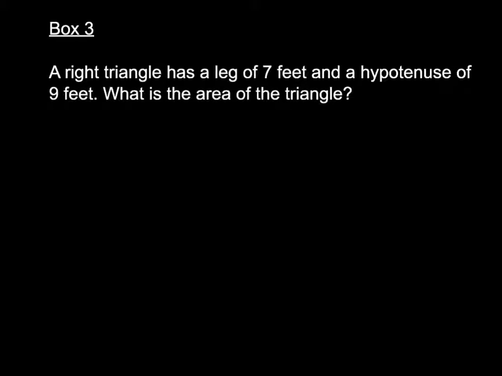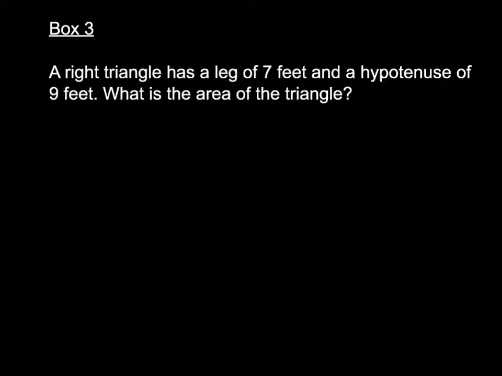Alright, here's another word problem. This one's a little more difficult, as you're going to see in a minute. It says a right triangle has a leg of 7 feet and a hypotenuse of 9 feet. What is the area of the triangle? So make sure you copy this one down in box 3. Make sure you copy it so you can read it, because you're going to be studying this.